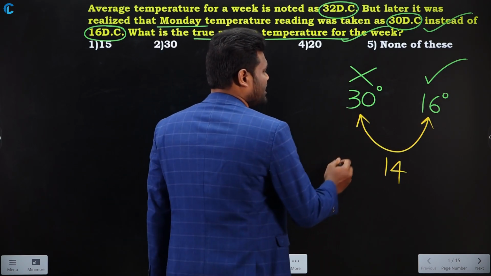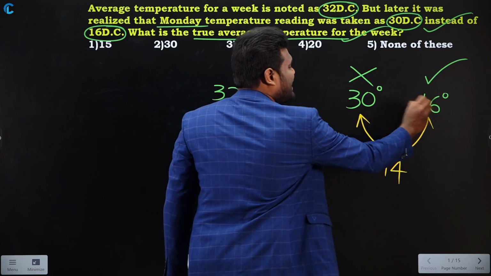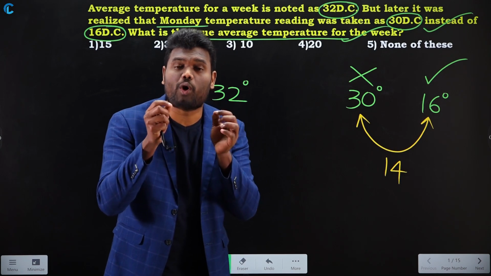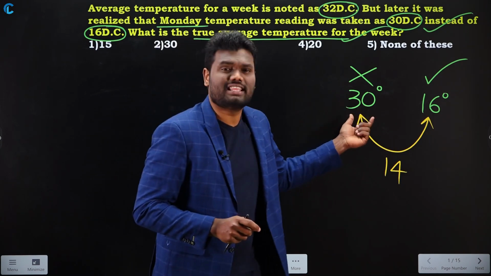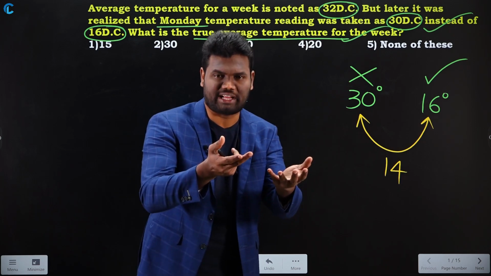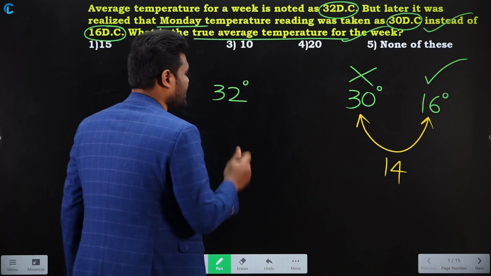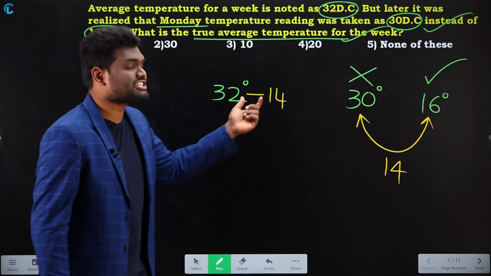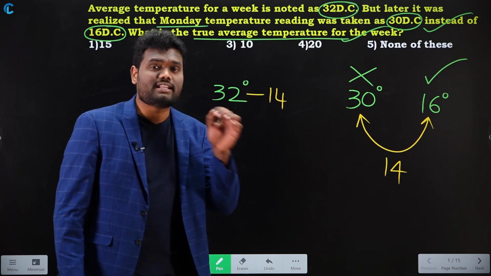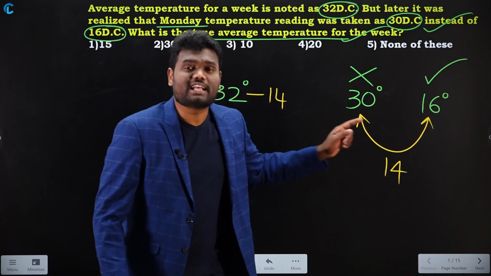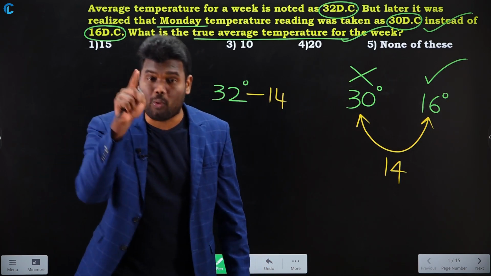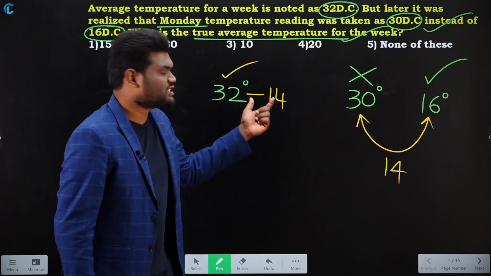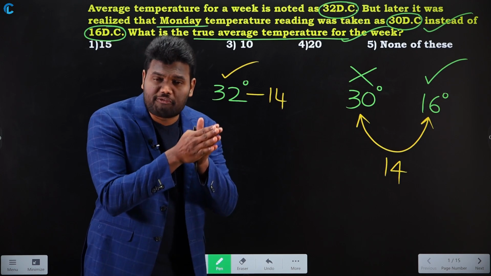Now in this question, the wrong value is 30, but the right value is 16, which means the wrong value is more. When the wrong value is more, you have to subtract. Why? Because 14 degrees extra was mentioned, so you have to subtract that 14. But you need to remember one more point: you cannot subtract this 14 directly. This 14 has to be distributed over the whole week, because this is the average temperature for a whole week.